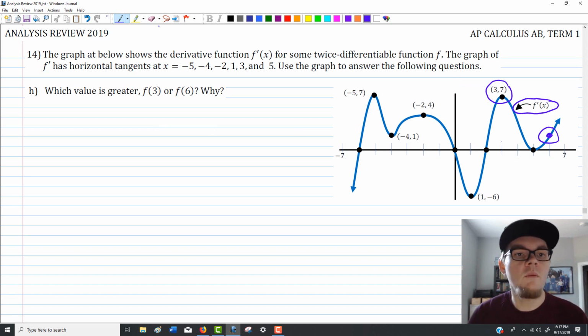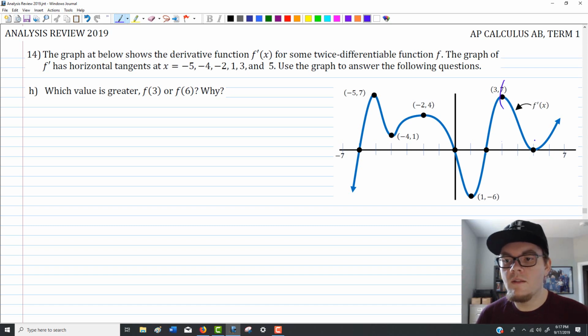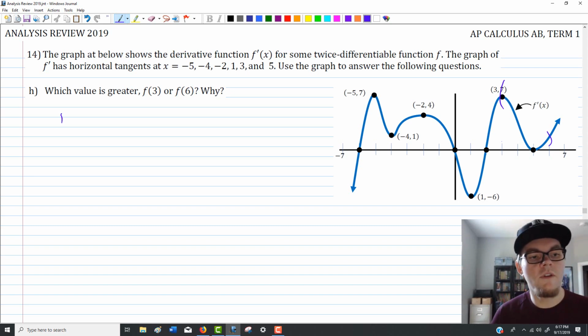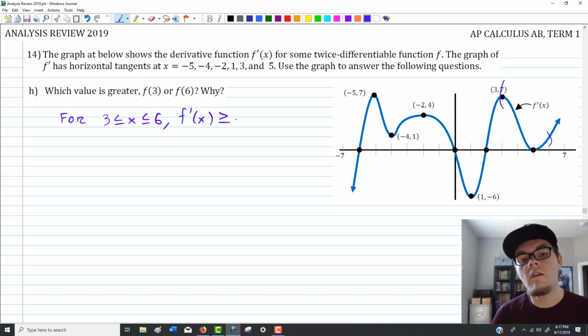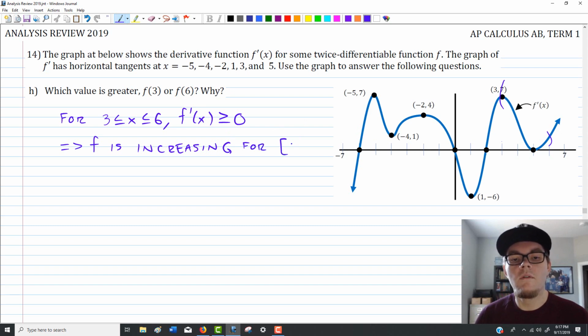To compare them, once again we're going to look at the interval itself. If we're going from 3 to 6, we need to look at what's happening here. For 3 less than or equal to x less than or equal to 6, what I notice is that f prime of x is always greater than or equal to 0. What that tells me is that f is increasing. We've seen this argument before. For 3 to 6, the entire region, f is increasing.